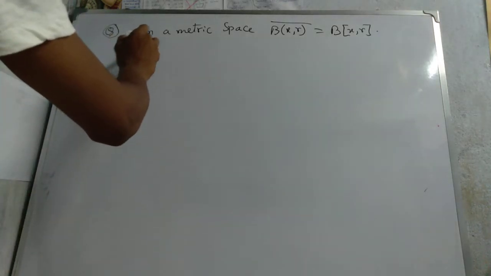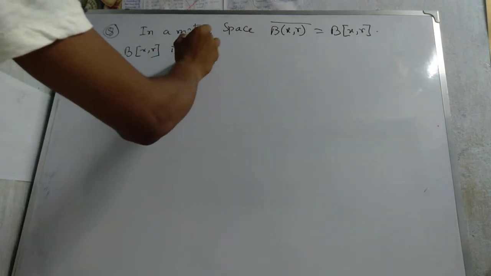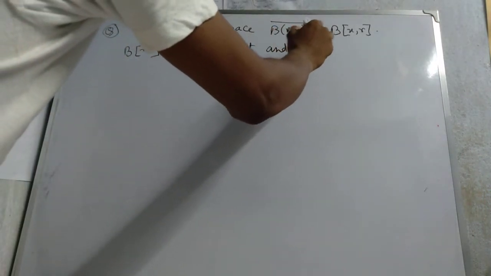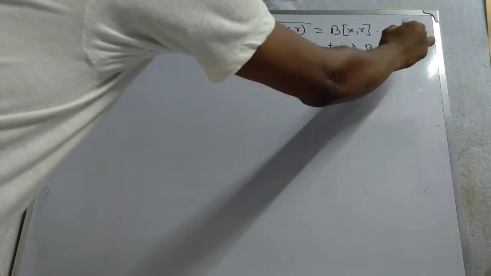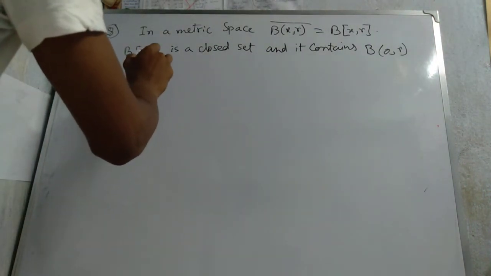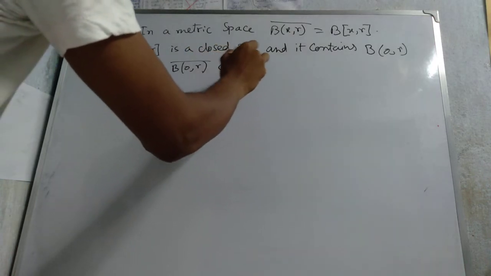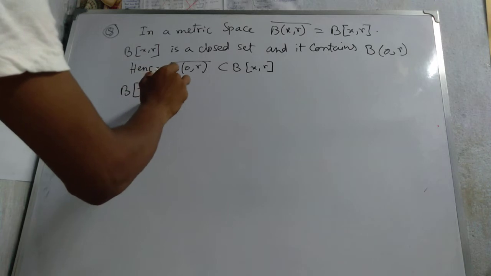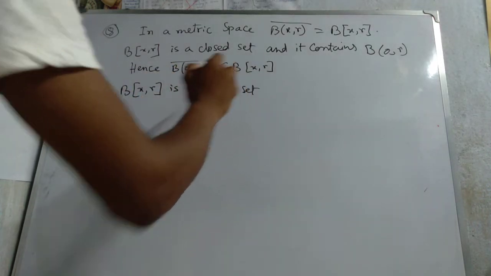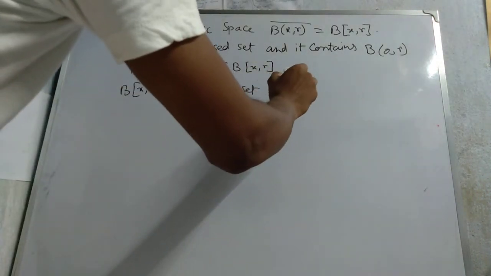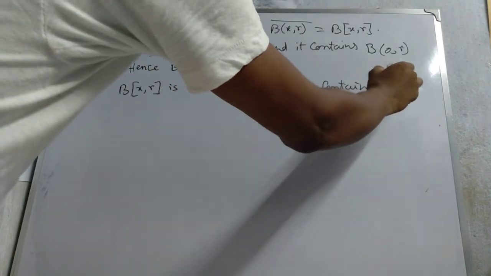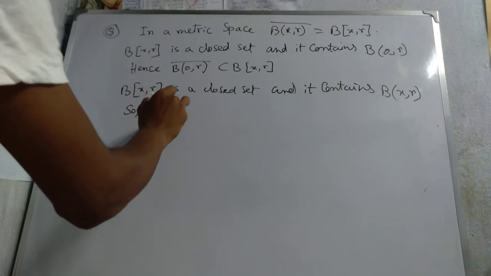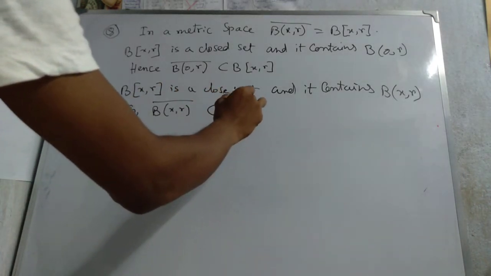The closed ball B[x, r] is a closed set, and it also contains the open ball B(x, r). Hence the closure of B(x, r) is a subset of B[x, r], because B[x, r] is a closed set containing B(x, r). So its closure is a subset of B[x, r].